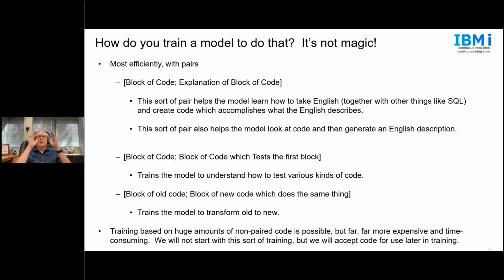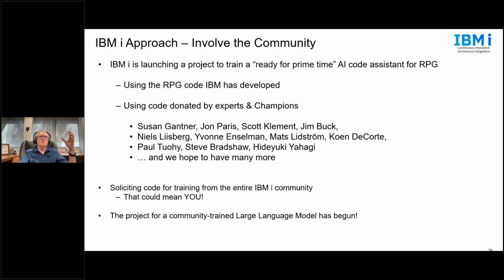Okay, now you can train models by giving it huge amounts of non-paired code. It takes a lot more resources, and you still have to do some validation when you're done. So we're going to be doing training starting with pairs of things, but then we're going to be moving on to some of that other stuff as well. And that's because the way we're going to do this is we're going to involve the community. And I bet if any of you have heard anything about this, you know this already.